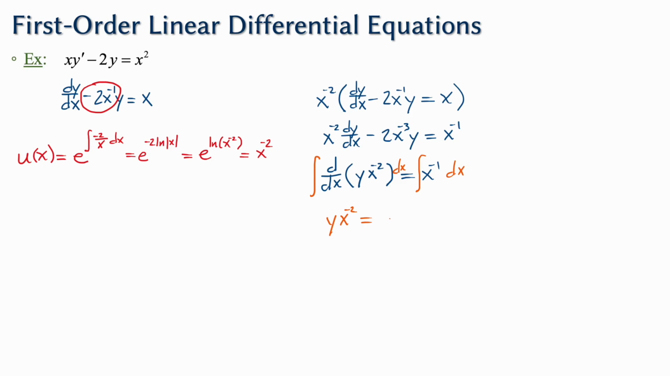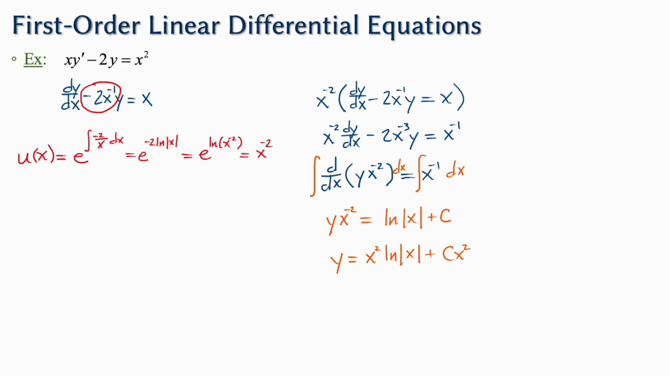Now on this side, the antiderivative of x to the negative first is the natural log of the absolute value of x plus our c value. And then once you get this, our very last step now is to solve for y. So to get y by itself, I'm just going to multiply the other side by x squared. So this is going to be x squared times the natural log of the absolute value of x plus, and then this will just be c times x squared.